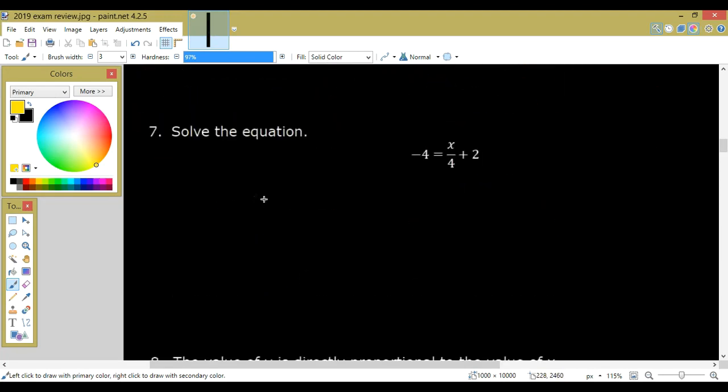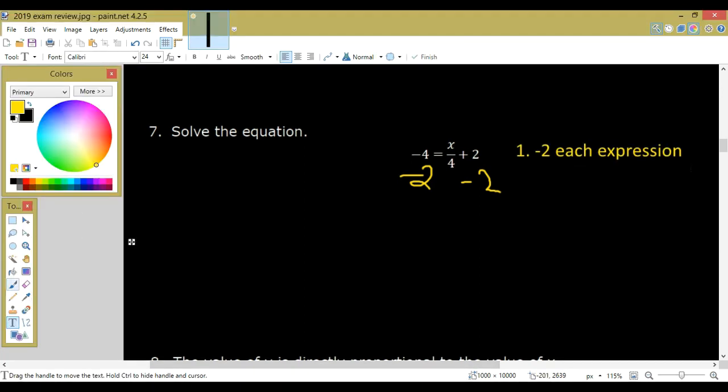Number 7. Solve the equation. -4 equals x divided by 4 plus 2. So the first step we want to do is get rid of that constant on the side with the x. Subtract 2 from each expression. -4 minus 2 is -6. They have the same sign, so we combine them, we add. 4 plus 2 is 6. It's negative because we're adding the two negatives together. Carry down our x over 4, and 2 minus 2 is 0.